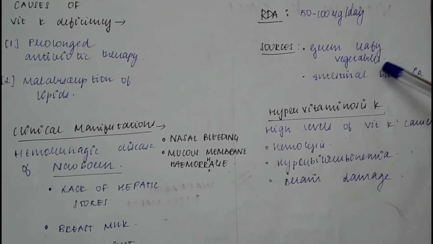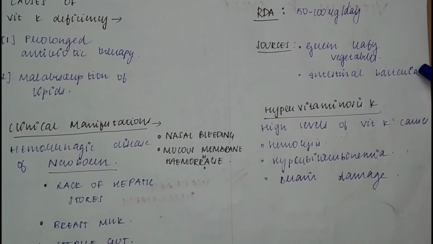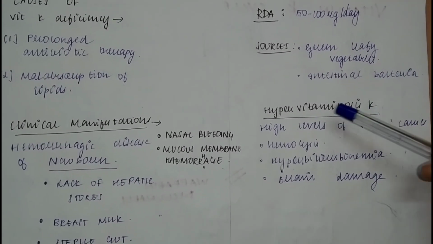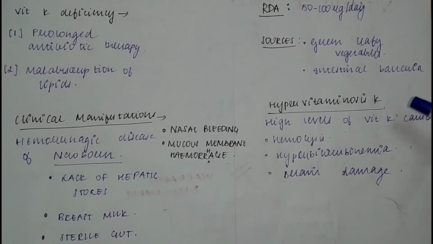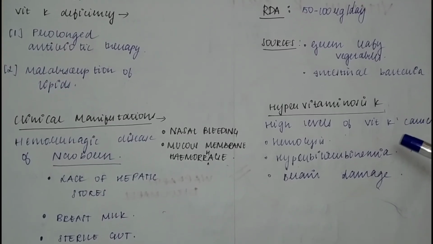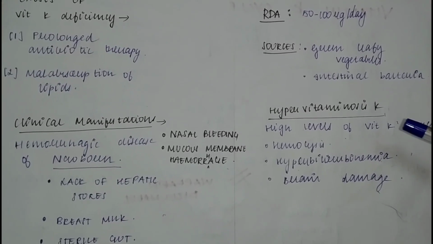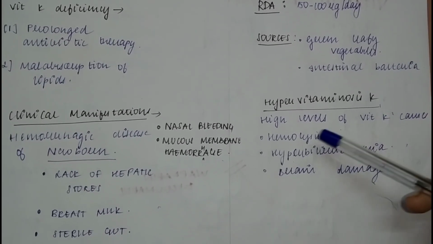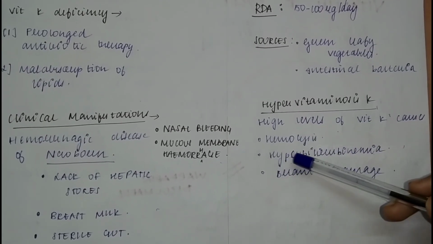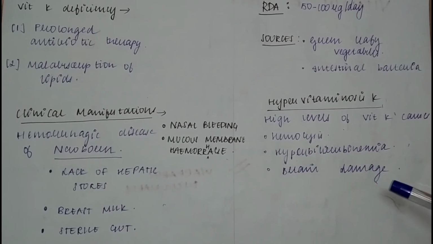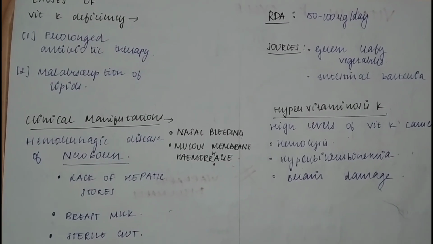Sources include green leafy vegetables and intestinal bacteria. Last topic is hypervitaminosis K, which means presence of high levels of vitamin K. Presence of high levels causes hemolysis, hyperbilirubinemia and brain damage.